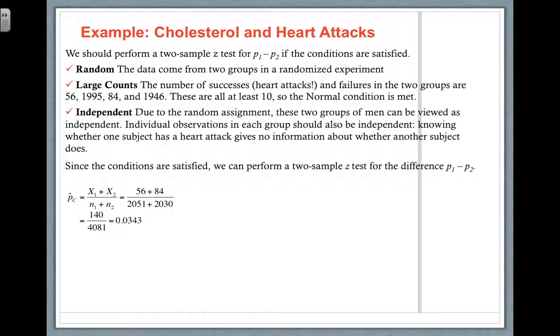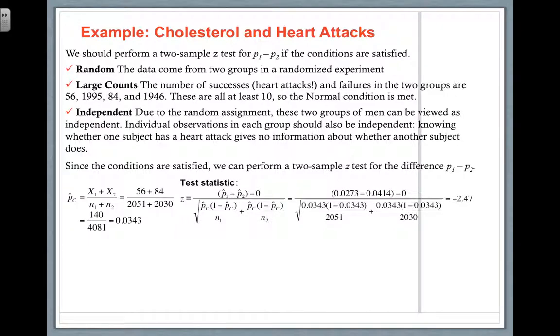I'm going to first start with getting that pooled proportion. So I'm going to add together my successes and put it over the combined sample sizes. Here's my test statistic. I get a Z of, notice again, your parameter, we're saying there's no difference there, so we're assuming that they're the same, so the parameter is still 0. And I will get a test statistic of negative 2.47.